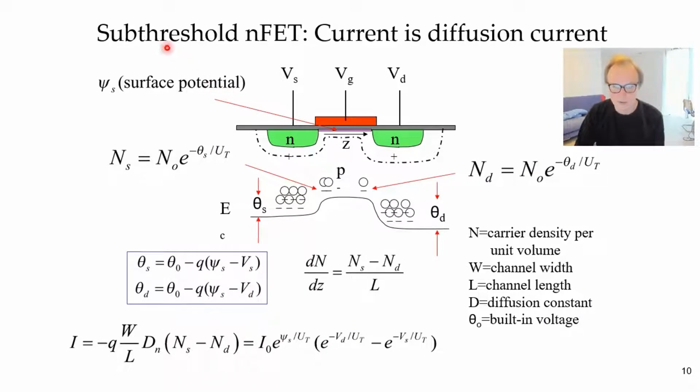And as a review of subthreshold NFET operation, the current is dominated by diffusion current. And it's controlled by the surface potential and the voltages at the drain and the source.